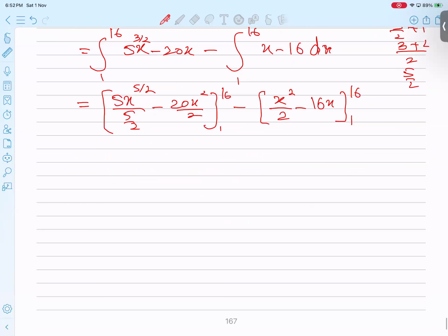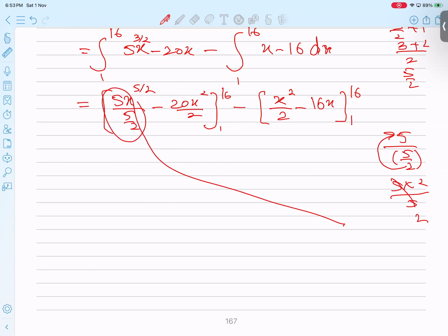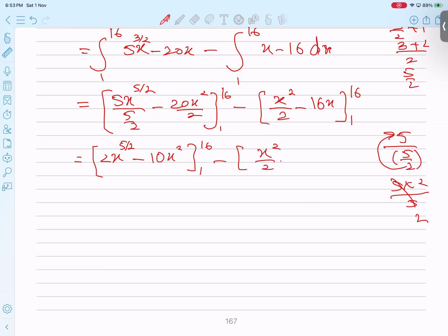Now students, don't apply the limits directly. First apply the algebra part. When it comes, this flips up always. So 5 into 2 over 5, the 5 cancels, and we get 2. As a teacher, I suggest you don't put the limits in unless you simplify as much as possible, which makes the question easier. So x square by 2 minus 16x with limits 1 to 16.